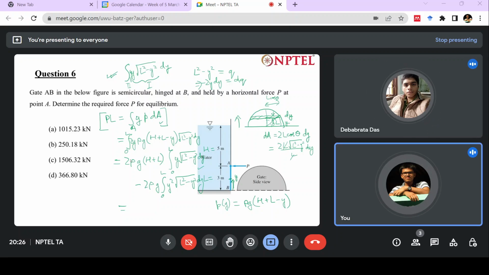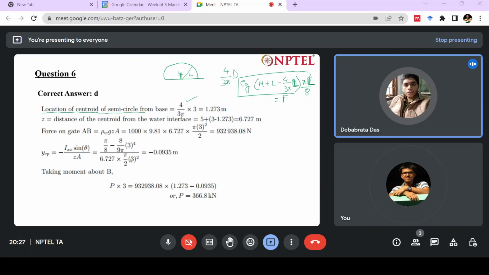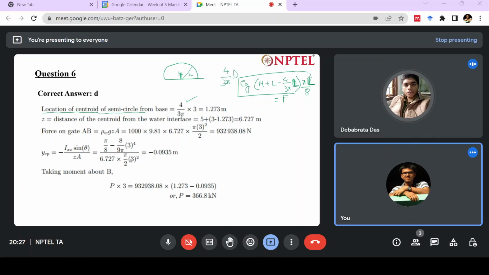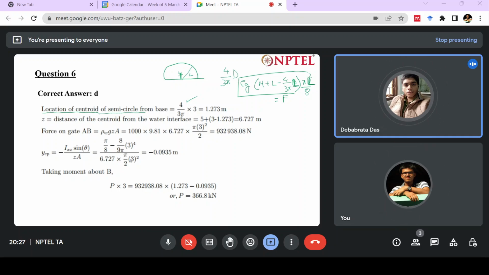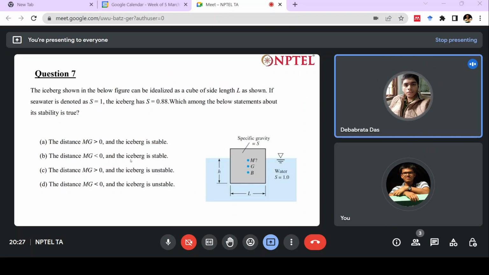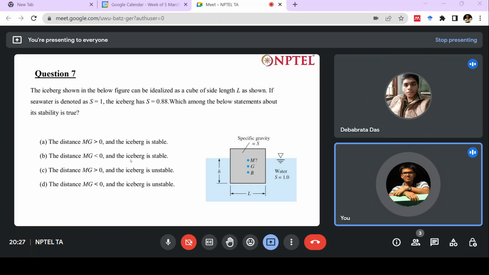If you have any doubt, just ask me, like from the previous classes as well. I always say this: from the previous classes as well, if you have any doubt, discuss. Okay, so now we move to buoyancy.